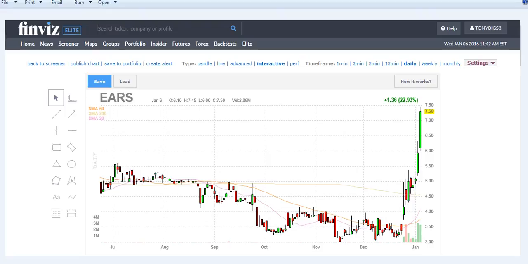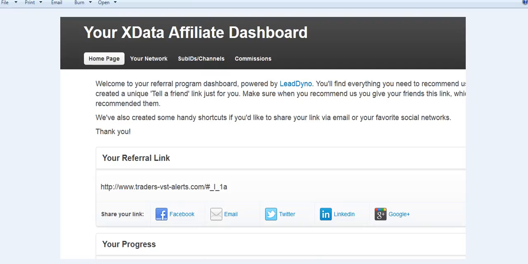Here's another stock with the symbol EARS, and you can see that we picked it up at the bottom here and absolutely took off over the next few days. So that basically summarizes our stock alert system.